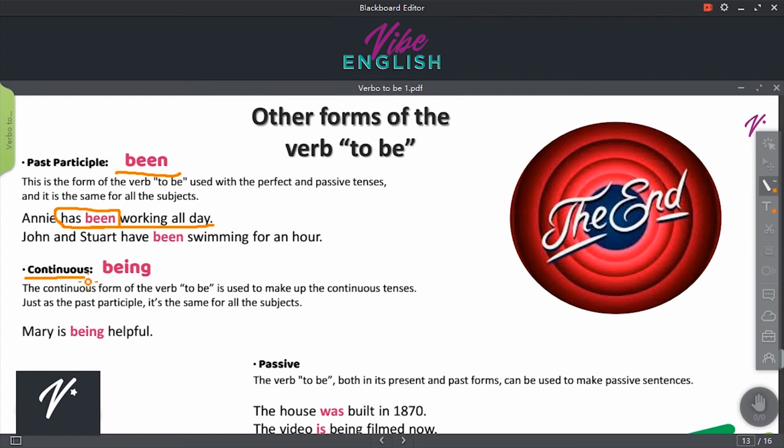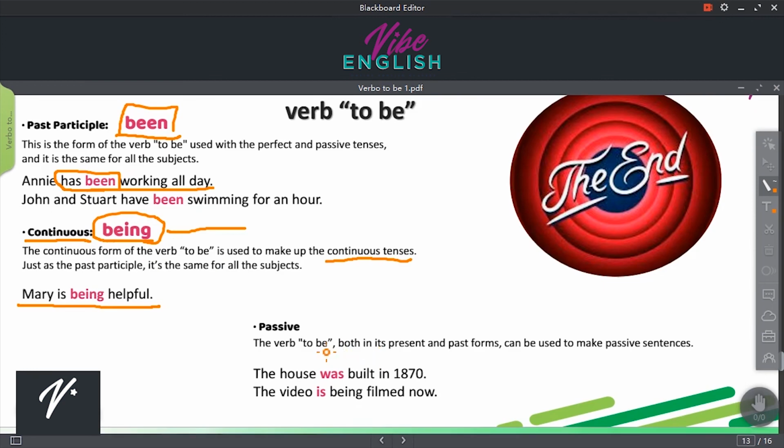We can also find the continuous form of the verb to be, being. Have a look at the difference in pronunciation. We have being, so it's quite long, and been, it's a little shorter. The continuous form of the verb to be is used to make up the continuous tenses. Just as the past participle, it's the same for all the subjects. So we have an example, Mary is being helpful.